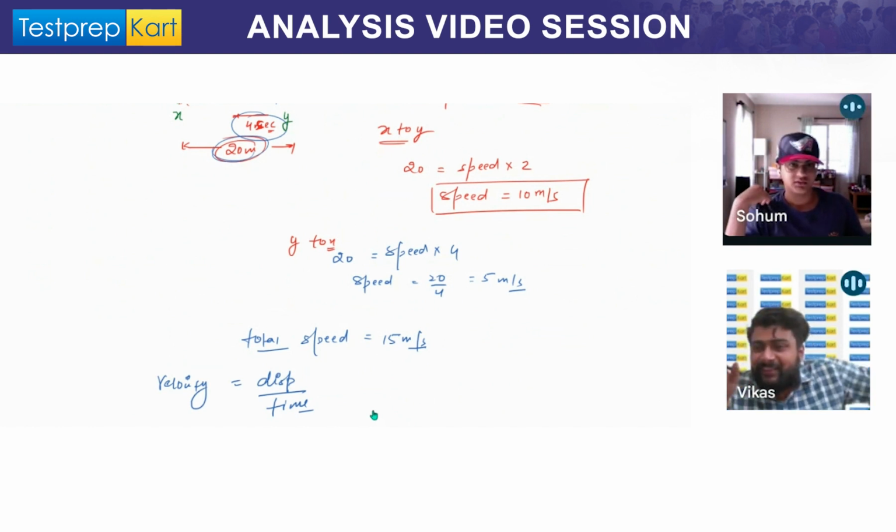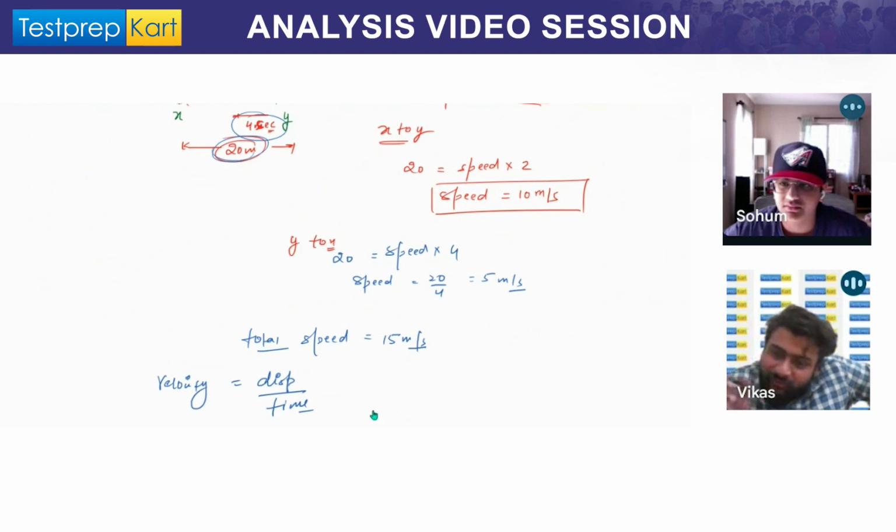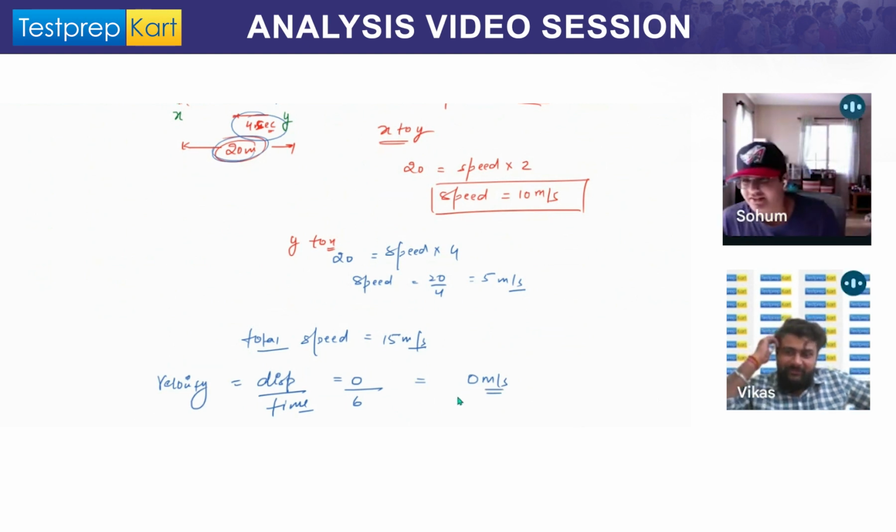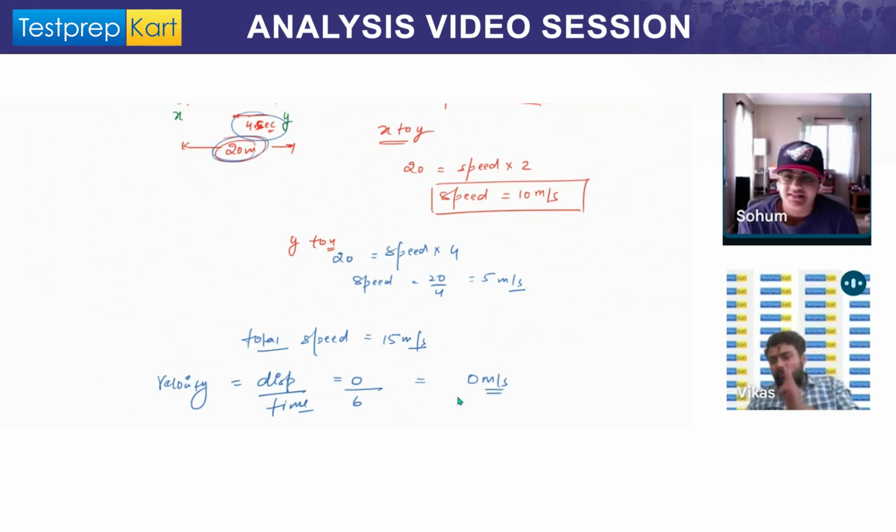So your displacement of the body is 0, so your velocity will be 0. Your displacement for the entire journey is 0. You divide it by the 6 seconds and you get 0 meters per second. Now you get it?